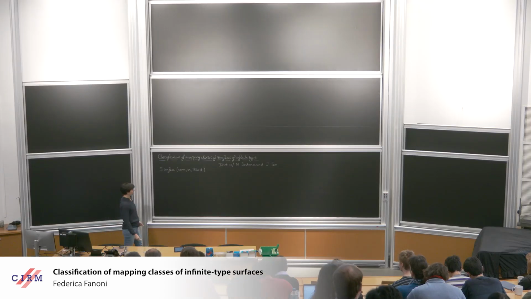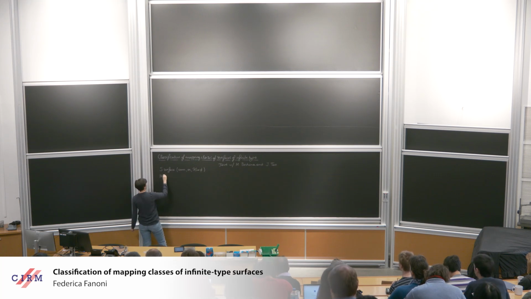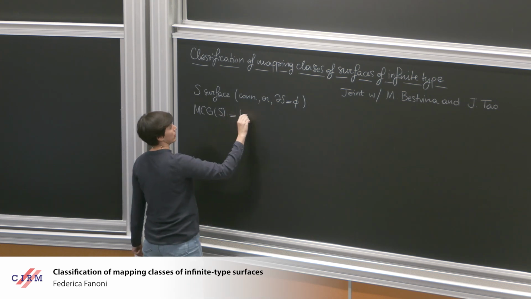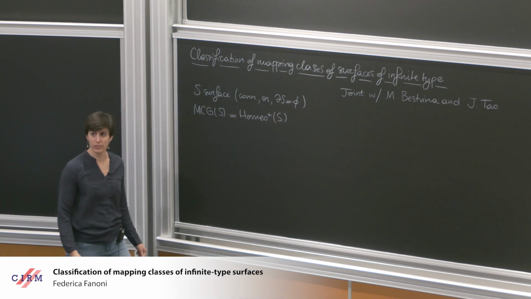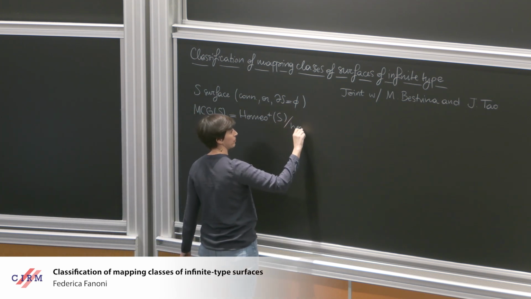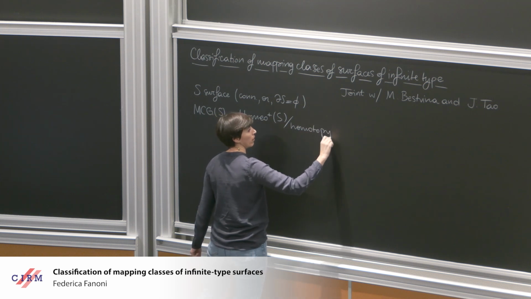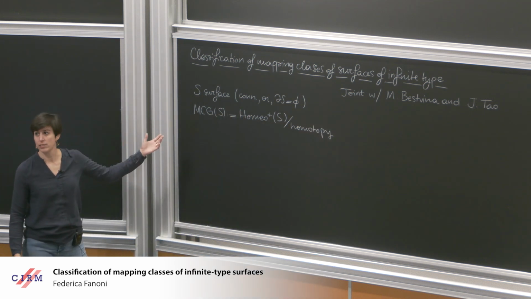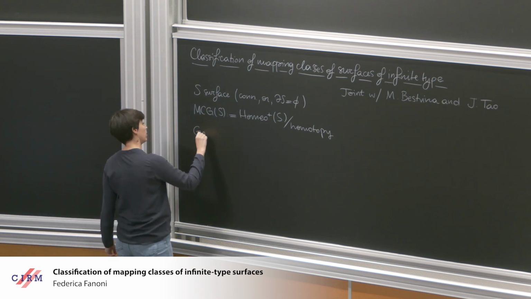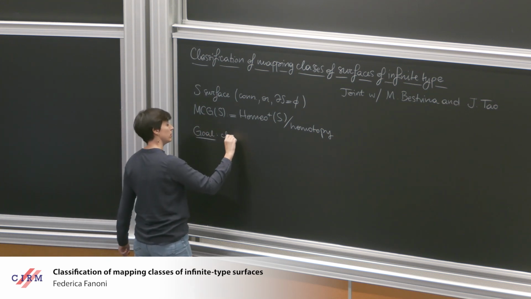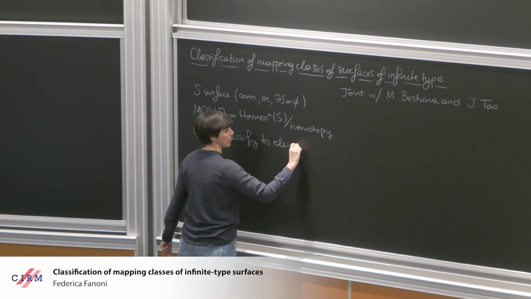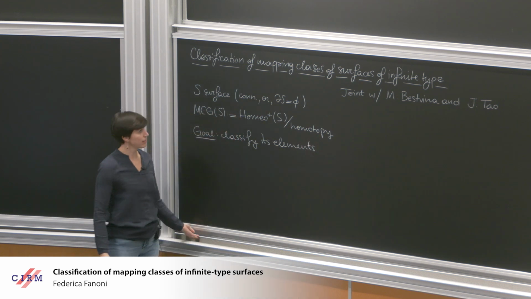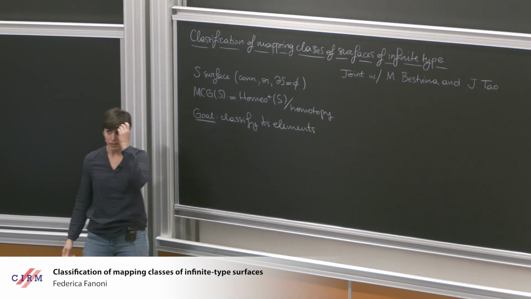And once I have such a surface, I can look at the mapping class group. We've already seen, I think, but it's just the group of orientation preserving homeomorphisms of the surface, which I consider up to homotopy. And the general goal is to classify its elements. Okay, so I want to classify homeomorphisms of surfaces up to wiggling.